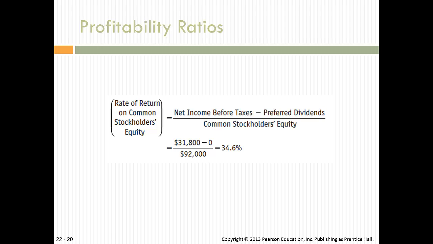This number can indicate the use of debt financing versus equity financing in comparison with other companies. If the company has a lot of debt, interest expense will make net income lower and thus make rate of return on common stockholders lower. If the company has very little debt, net income will be higher and thus rate of return on common stockholders' equity will be higher. Debt financing versus equity financing both have their pros and cons, so having a low or high rate of return on equity isn't necessarily good or bad. It must be compared with other companies.